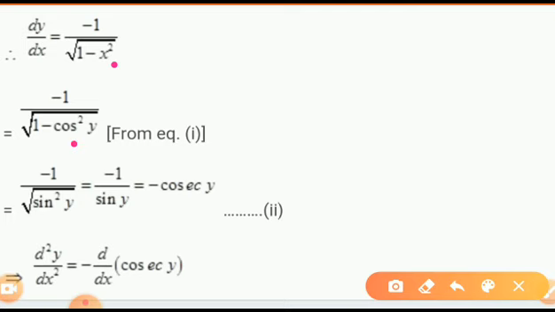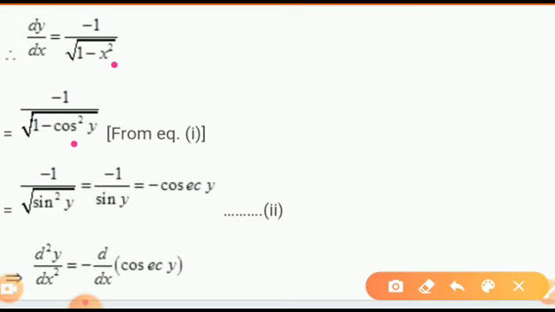So I'll be having minus of 1 by root of 1 minus cos square y. But 1 minus cos square is what? Sine square. So I'll be getting it as minus of 1 by sine y. 1 by sine is cosec. So I'll get dy by dx is equal to minus of cosec y. Again find what is d2y by dx square.